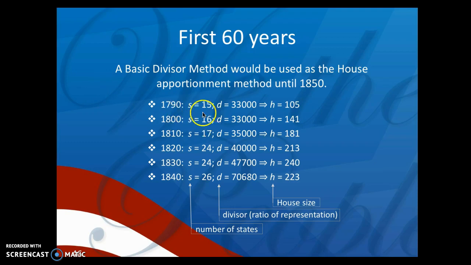10 years later, one new state was added to the Union, same exact divisor, but look at that, 36 more representatives. Obviously, the population went up also. And then in another 10 years, 1810, another state was added. The divisor was actually increased. So each representative represents more people. And the House size still increased. In 20 years, 76 representatives. And as it goes on, we're looking at the ratio of representation, that's that divisor, and the House size.